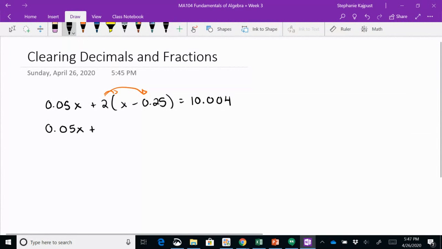0.05x. So that would give me a 2x, and then 2 times 0.25 is 0.5. So that's going to be minus 0.5 equals 10.004.